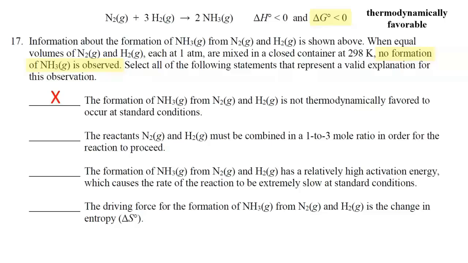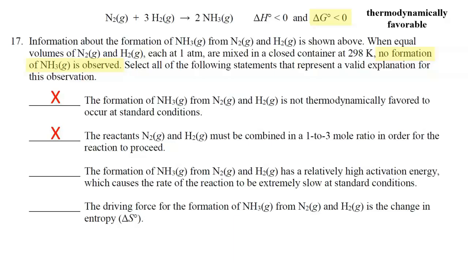So there must be something about why we are not seeing anything. Why is the reaction not seeming to occur? The next statement says that the reactants, nitrogen and hydrogen, must be combined in a 1:3 mole ratio in order for the reaction to proceed. And that's false. You can combine nitrogen and hydrogen in all kinds of ratios. You don't necessarily need that exact 1:3 ratio. The molecules will react until one of them is eventually consumed as a limiting reactant. But it's not like there needs to be that specific 1:3 mole ratio to get the process started.